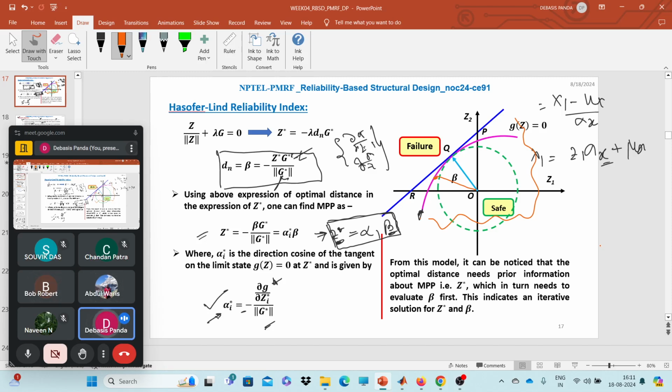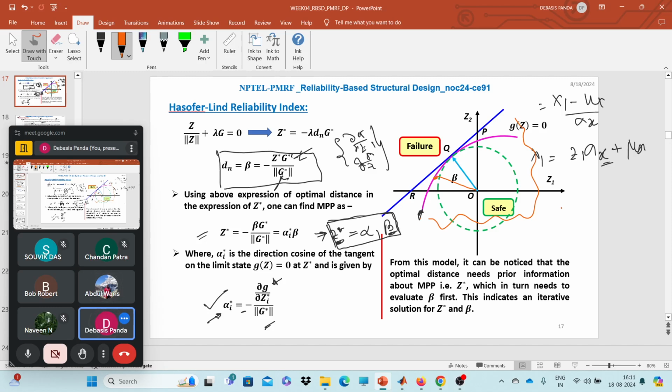Optimal points based on the direction cosines. Get my point? It's like an MPP search. It is searching for the MPPs based on some initial values you are provided. You need to start from somewhere. So just put some initial values and start the algorithm.